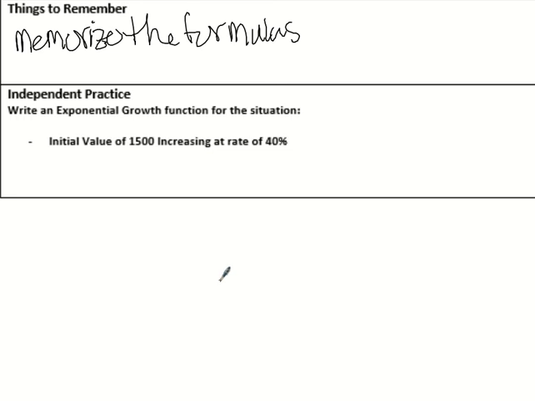So just go and find the function that if I wanted to find it for like 3 years, 8 years, 6 years, whatever, what would it be?